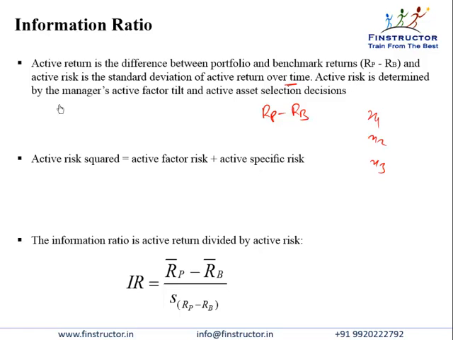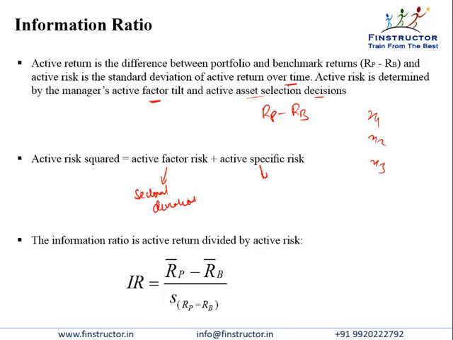Active risk is determined by the manager's active factor tilt and active asset selection decisions. So active risk squared is equal to active factor risk plus active specific risk. Active factor risk is referred to or comes from sectoral deviations.